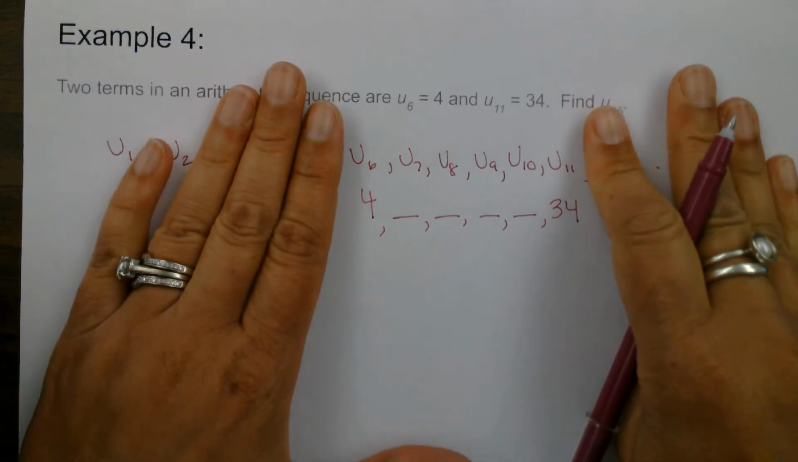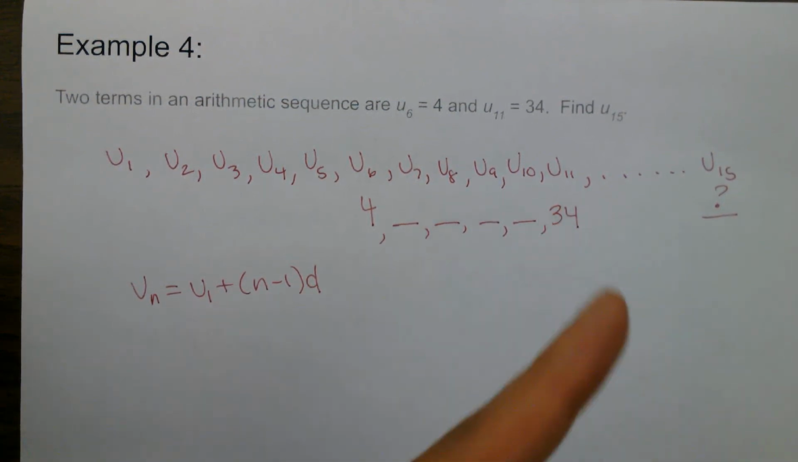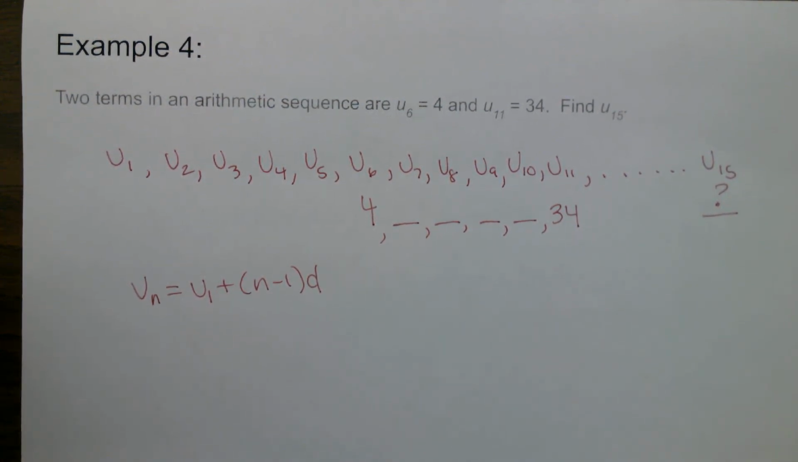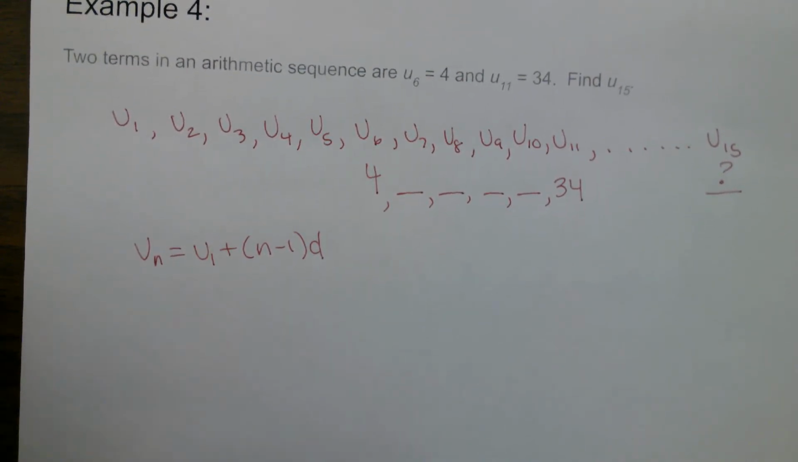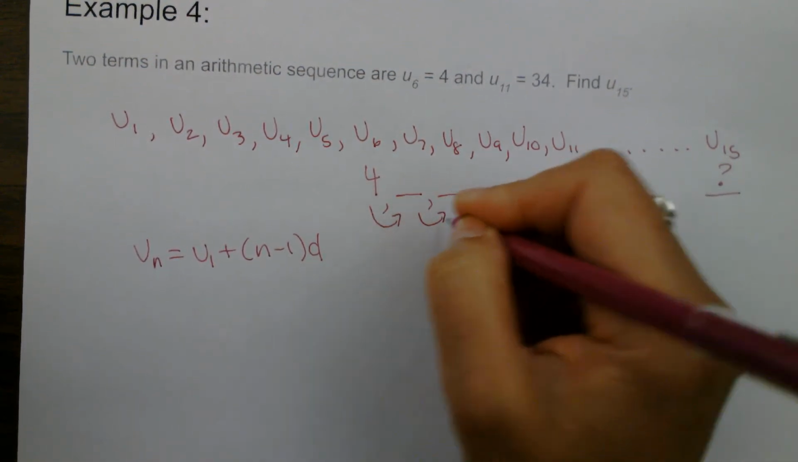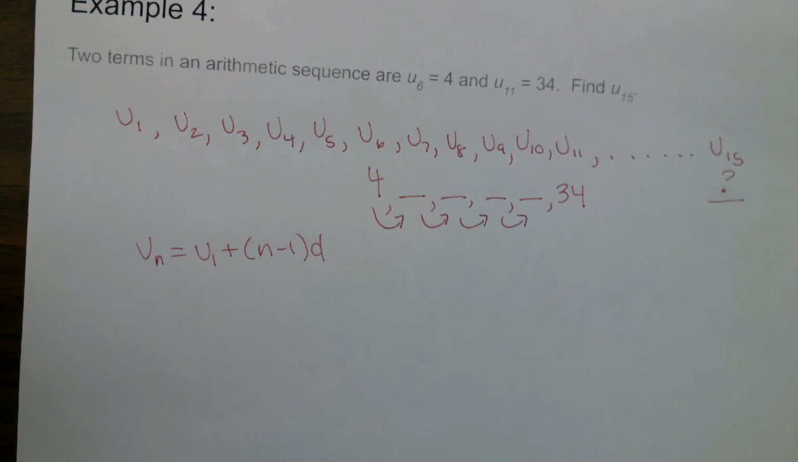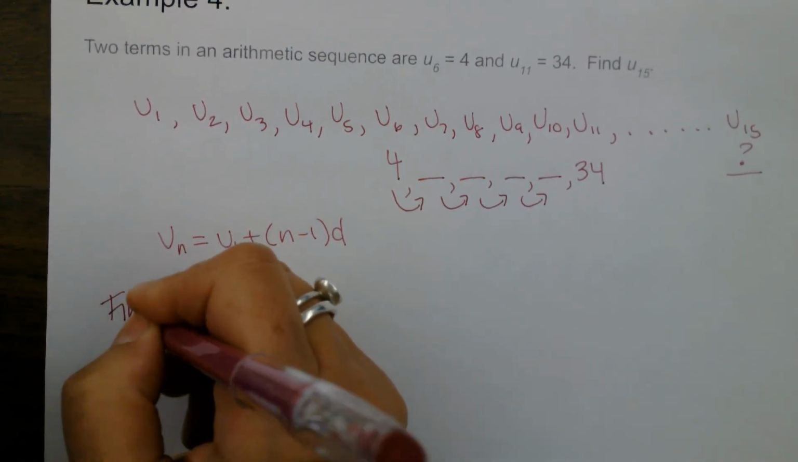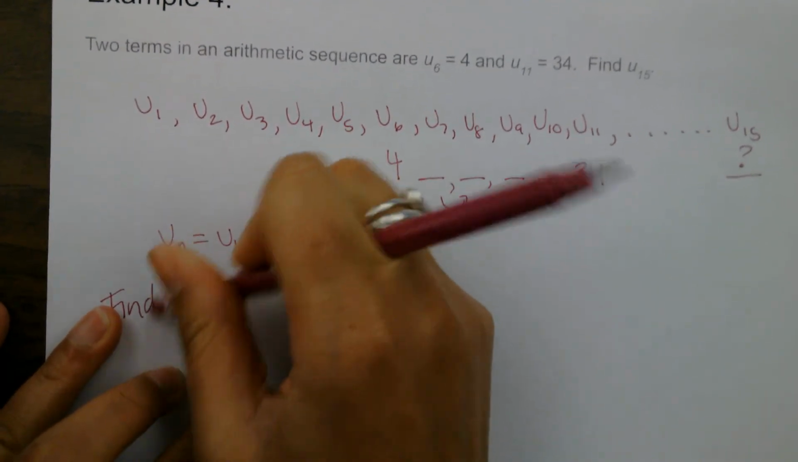We could say that we started here. Do we have a common difference? No, we don't know the next numbers. So this is tough right now to use this. So we can't use this yet. What we do have to find is this common difference, and that's going to help us get to that u sub 15. So that's first. So find the common difference.